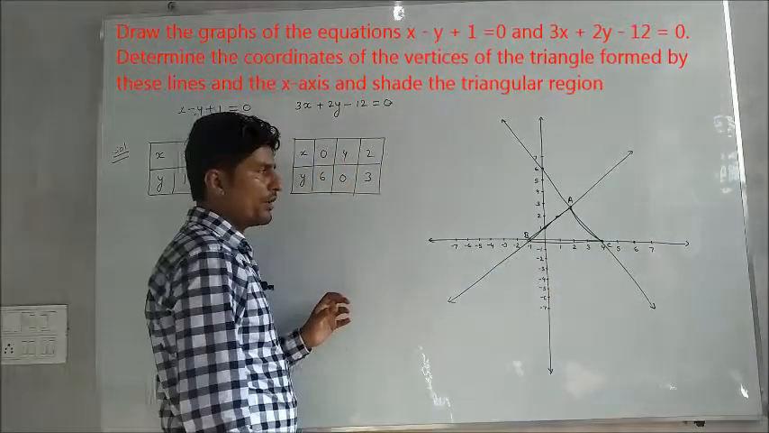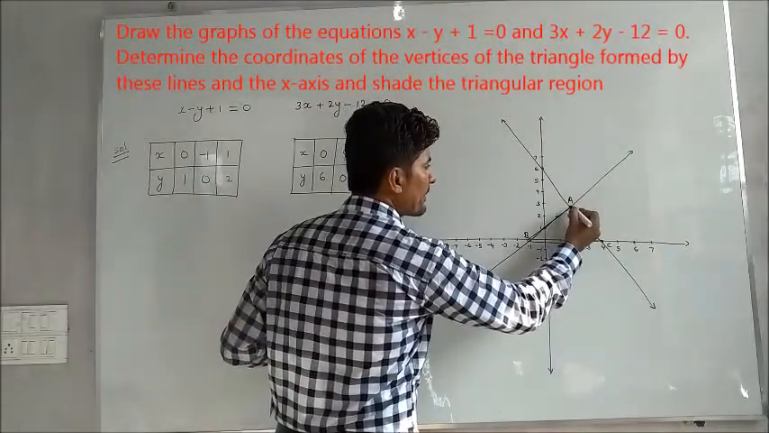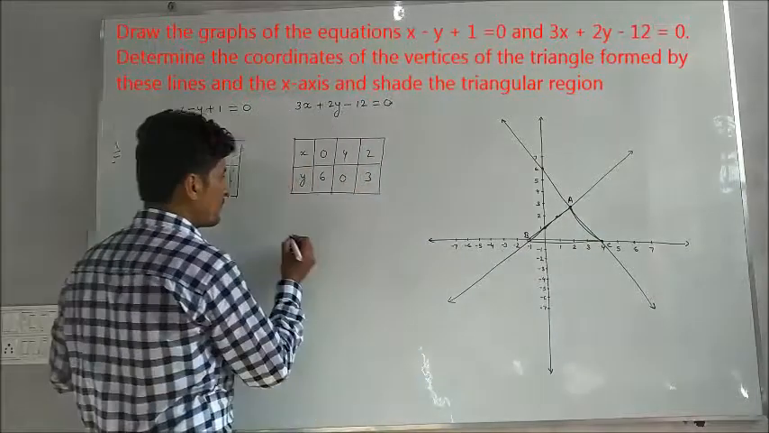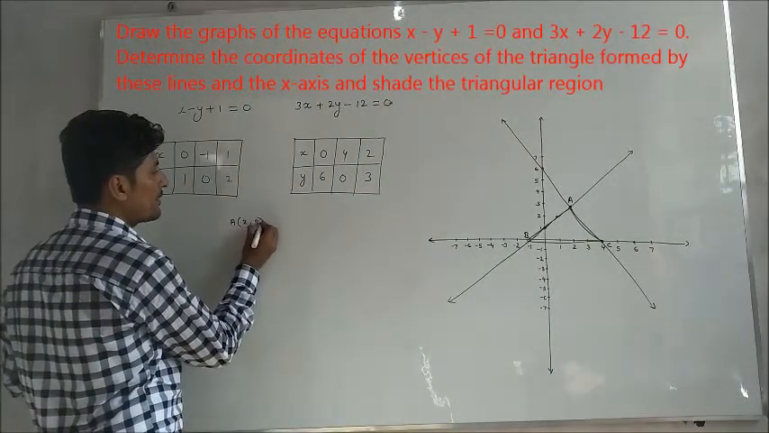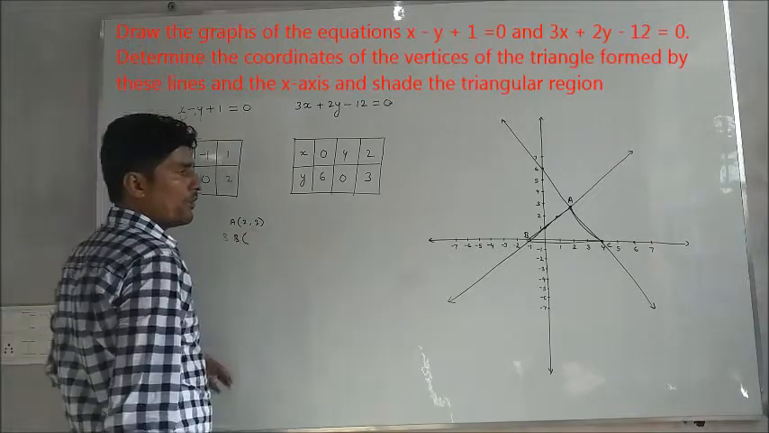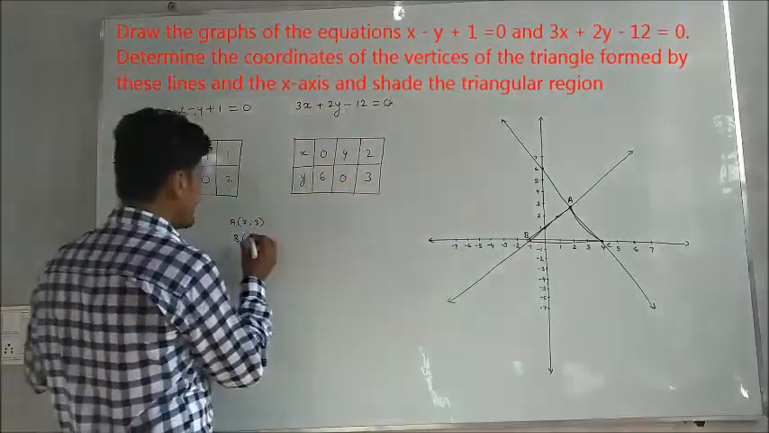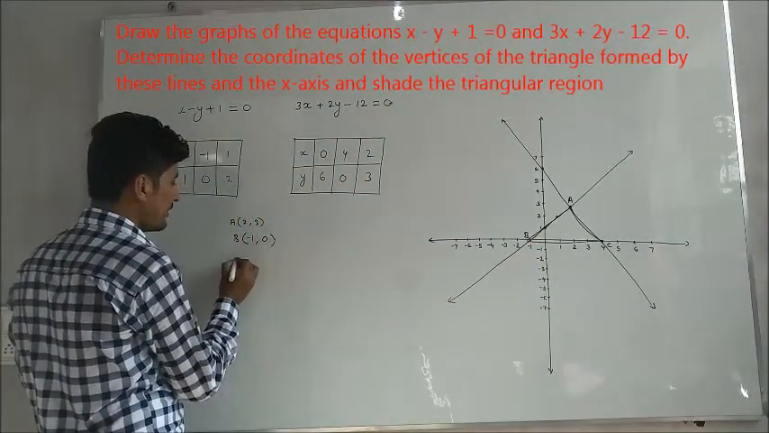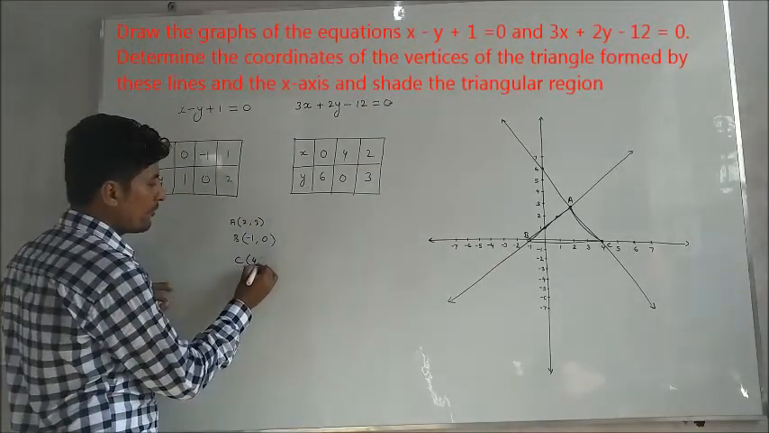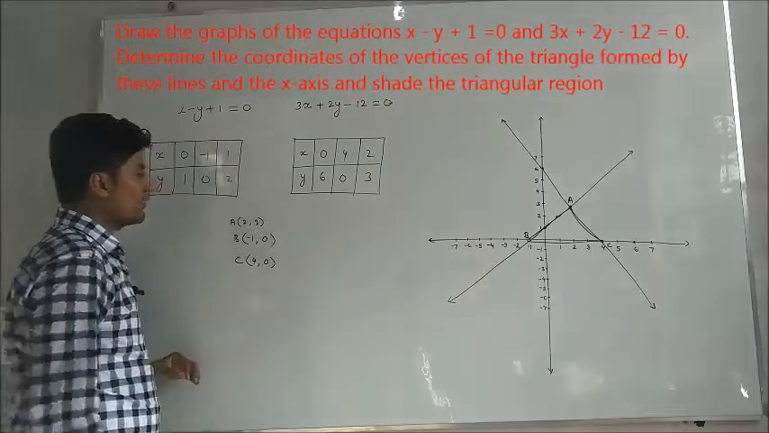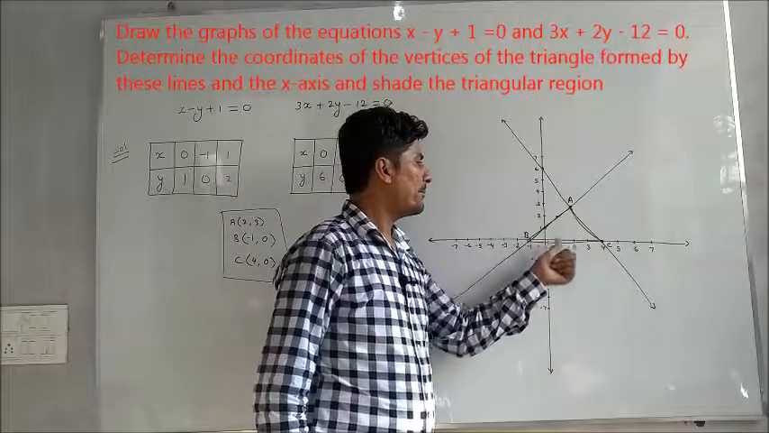Now we have to write down the vertices of this triangle ABC. The coordinate of this vertex is 2 and 3. So we can write here, coordinates of vertex A are 2 and 3. Similarly, the coordinates of vertex B are x equals -1 and y equals 0. Similarly, C has x equals 4 while y equals 0. So these are the vertices of triangle ABC.